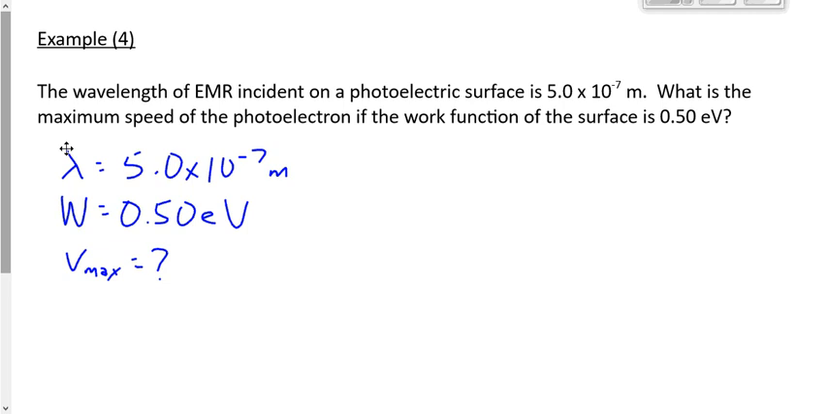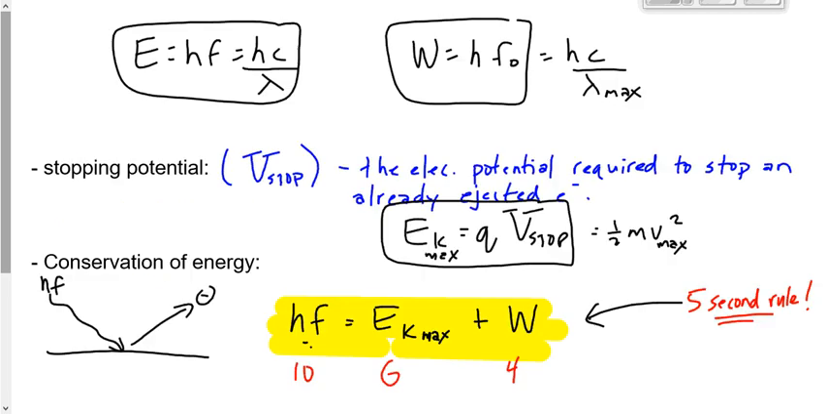I'll give you 5 seconds to come up with an equation that uses lambda, W, and V. There they are. Time's up. The reason we're going to go to that highlighted one is because those variables don't seem to fit any of them. If it takes you more than 5 seconds to identify the equation to use, just go straight to that highlighted one, because it's probably going to be the one you end up using here.